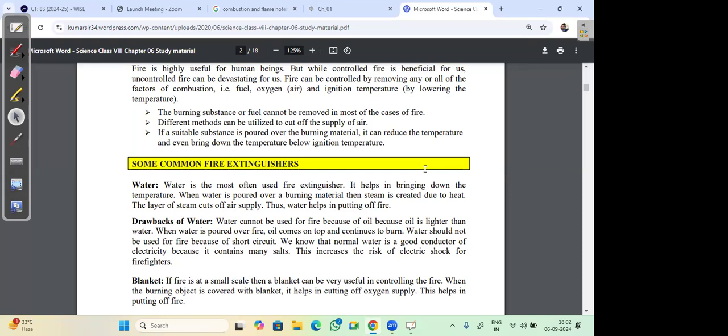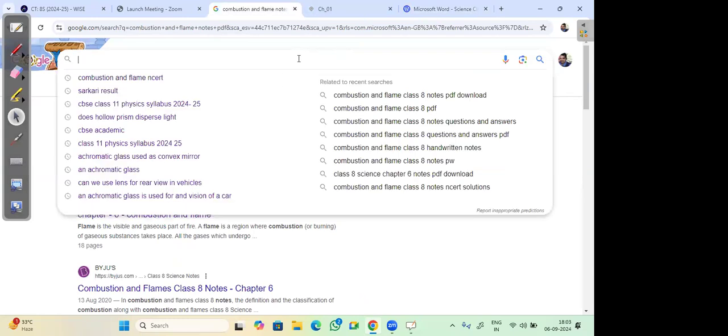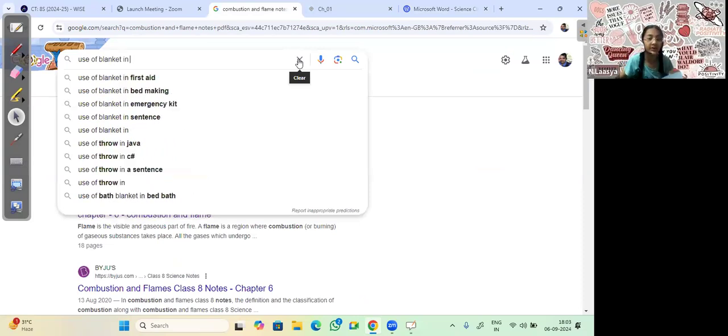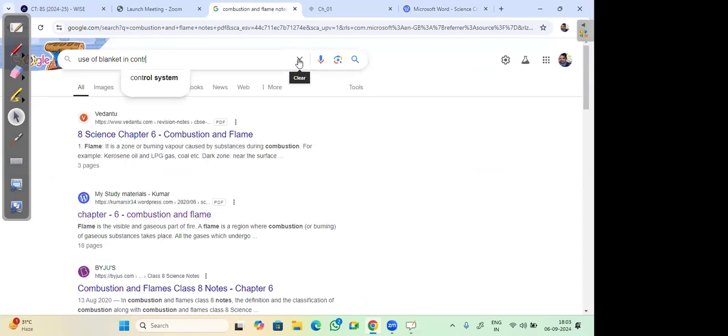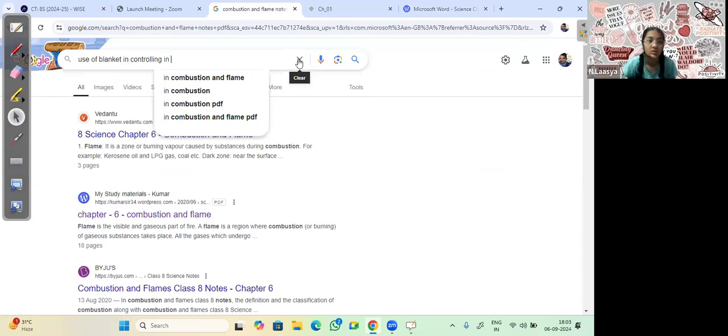If a fire is at a small scale, then a blanket can be very useful. I will show you a picture where a blanket is used to control fire on small scales. Here we see the use of a blanket when we got fire at petrol pumps.